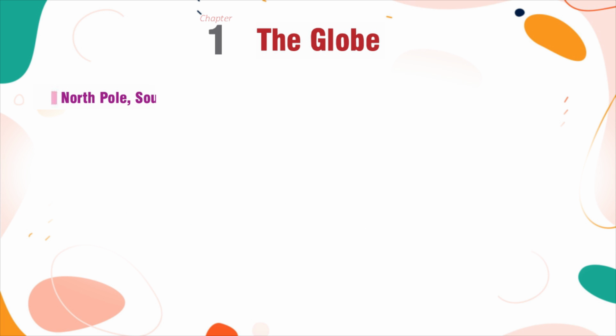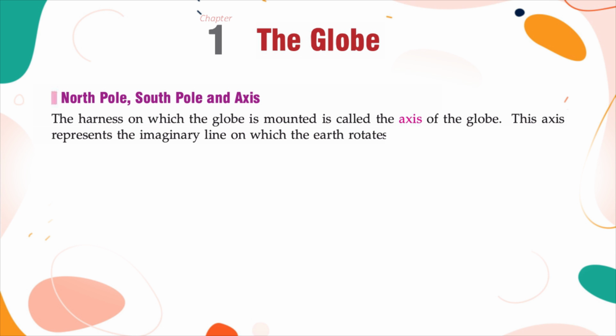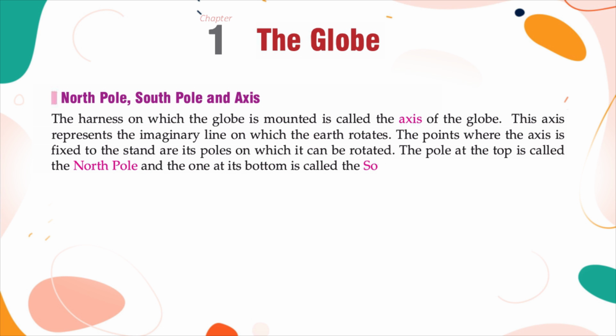North Pole, South Pole, and axis. The harness on which the globe is mounted is called the axis of the globe. This axis represents the imaginary line on which the Earth rotates. The points where the axis is fixed to the stand are its poles, on which it can be rotated. The pole at the top is called the North Pole, and the one at its bottom is called the South Pole.